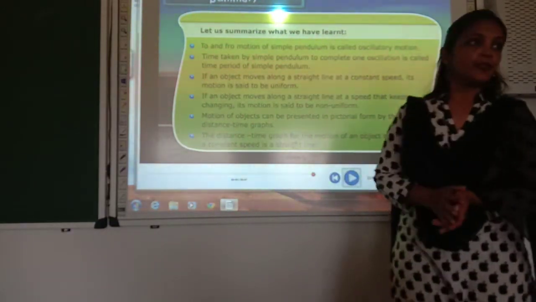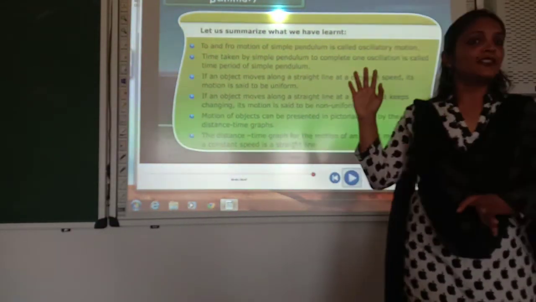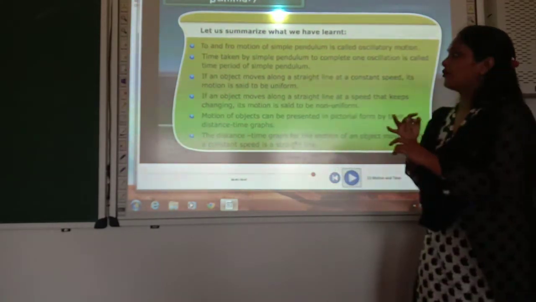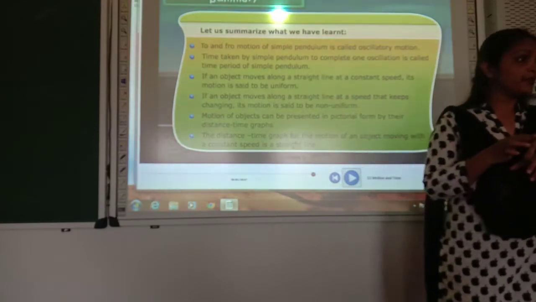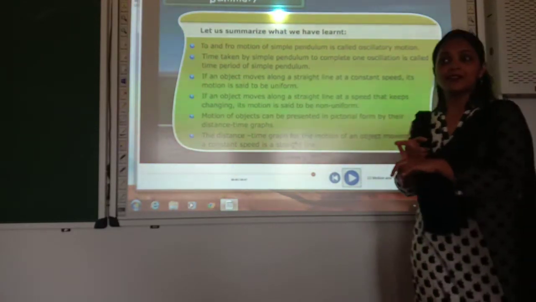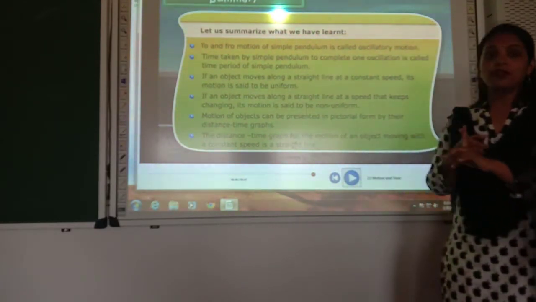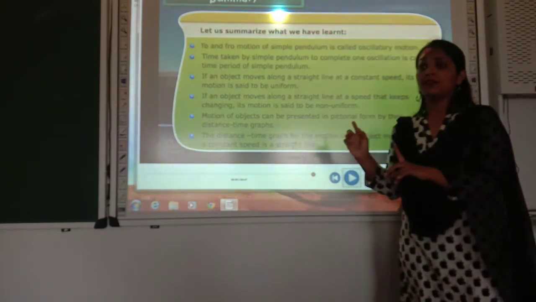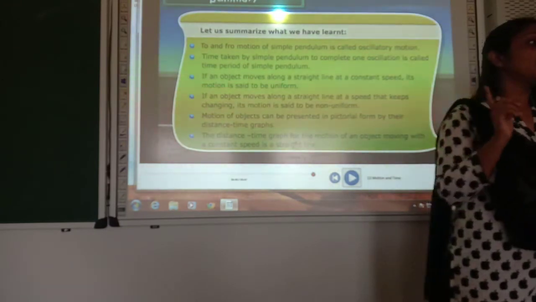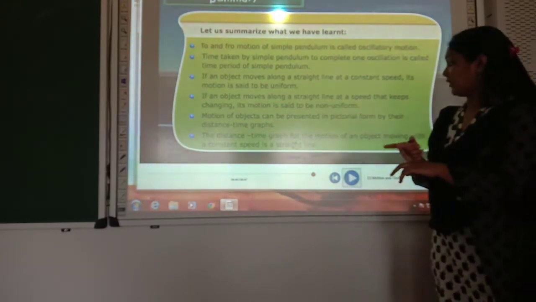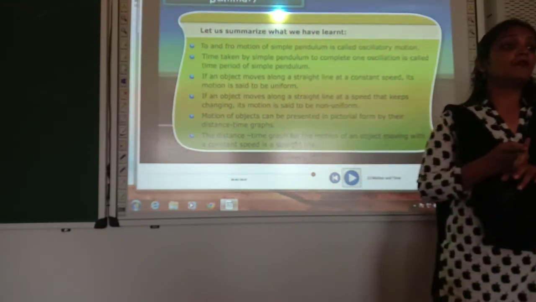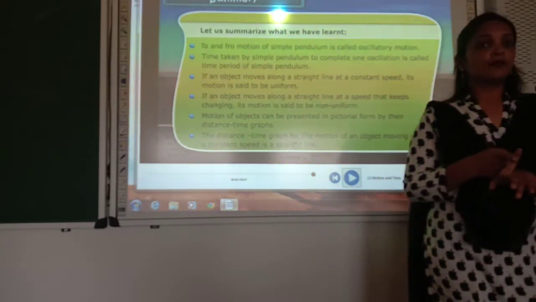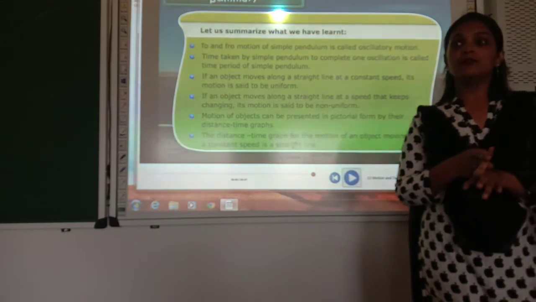So your chapter is completed. All of you come to know all these points. Do you have any doubt in these points? You know what is pendulum, you know what is oscillation, you know what is oscillatory motion, then you know what is distance-time graph, what is uniform and non-uniform motion, then how we can find out the distance and speed with the help of distance-time graph, how we can find out the motion of the object with the help of distance-time graph. All the points are clear? Yes or no? Yes, ma'am. Okay.